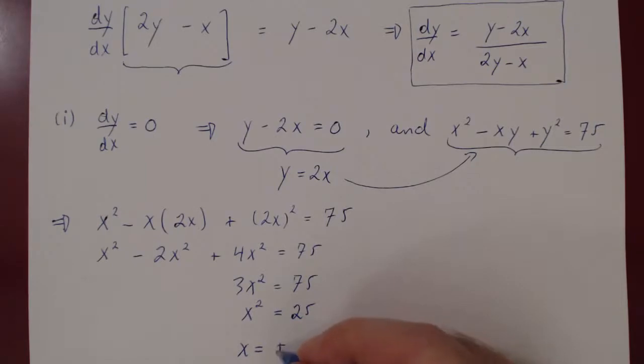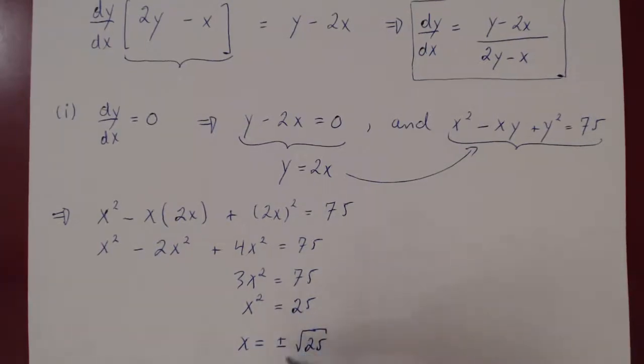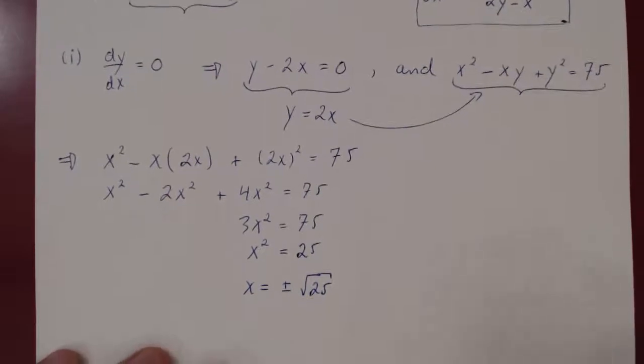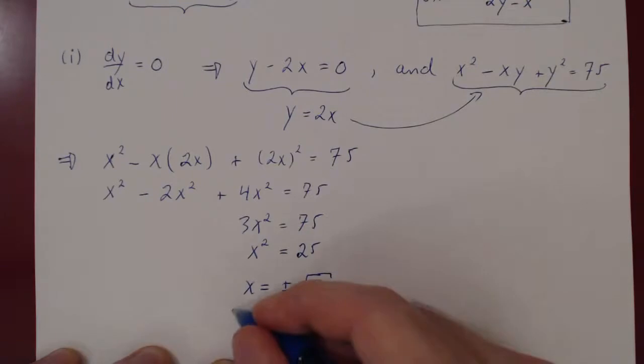x must be plus or minus the square root of 25. Always be careful that when you square something, you lose the negative sign. So you always get two solutions. But the root of 25 is simply 5. So x is plus or minus 5.